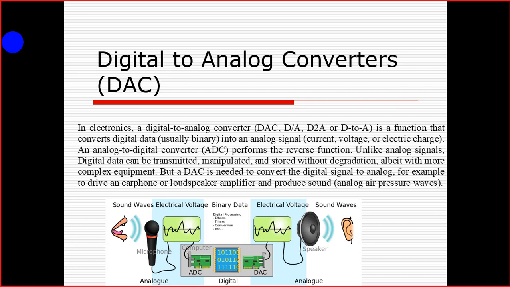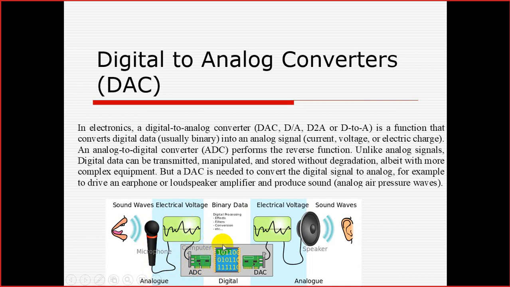But a DAC is needed to convert the digital signal to analog, for example, to drive an earphone or loudspeaker amplifier and produce sound, that is analog air pressure waves. Okay, that's the sound. If you look at the picture at the bottom, that's the pictorial representation of the entire process. You see, these are the sound waves you are producing to the microphone. It's taking the analog signal. This is the analog signal that is coming to the ADC, analog to digital converter.